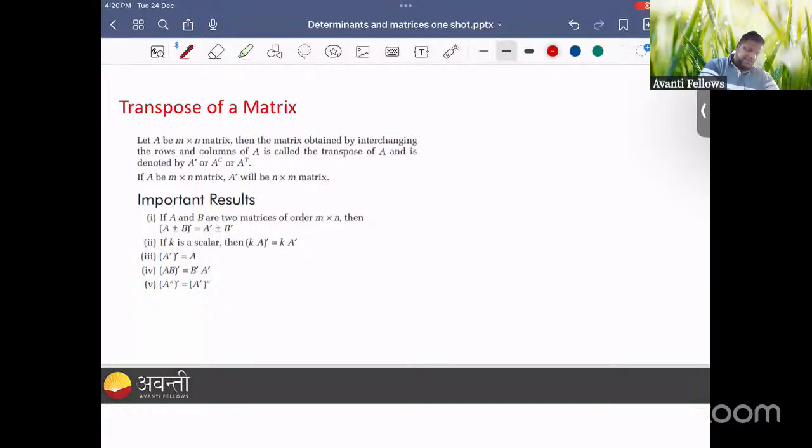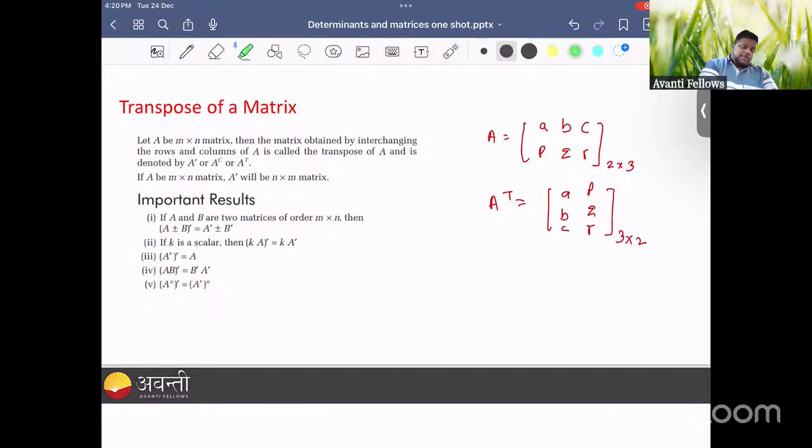That means if A is [a, b, c; p, q, r], then A transpose is [a, p; b, q; c, r]. You see, the first row became the first column and the second row became the second column. So if it is a 2 by 3 matrix, it became a 3 by 2 matrix. Got it?